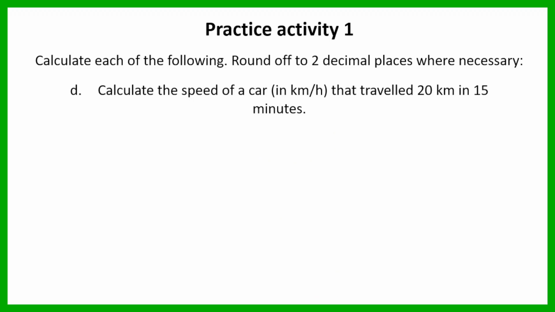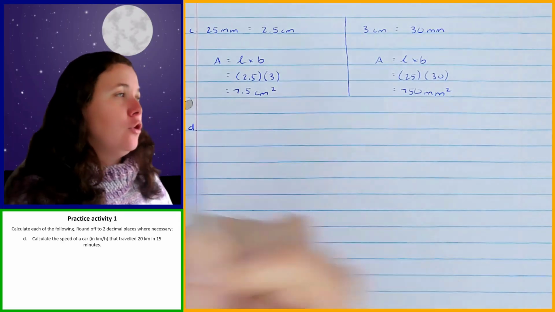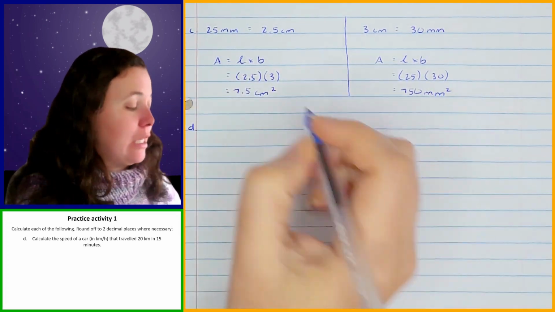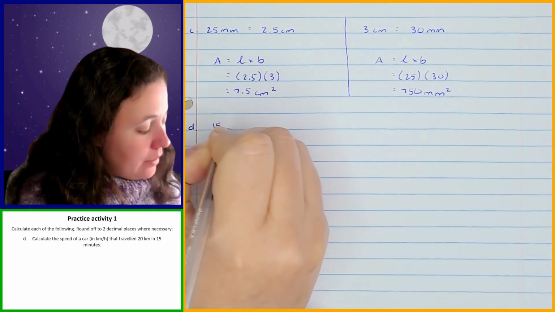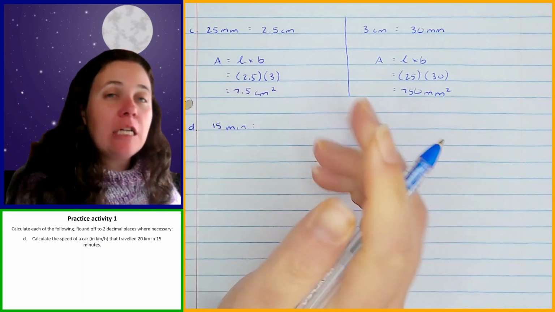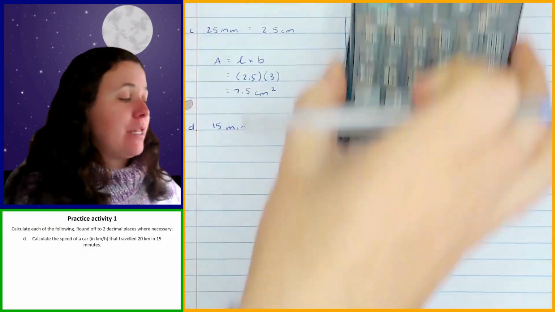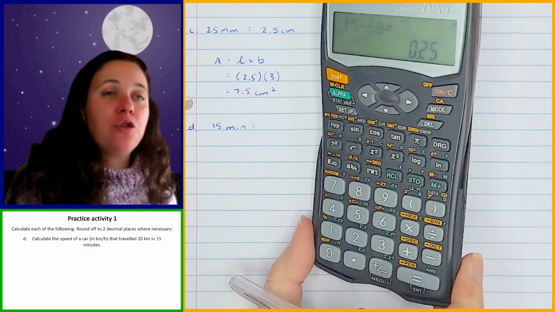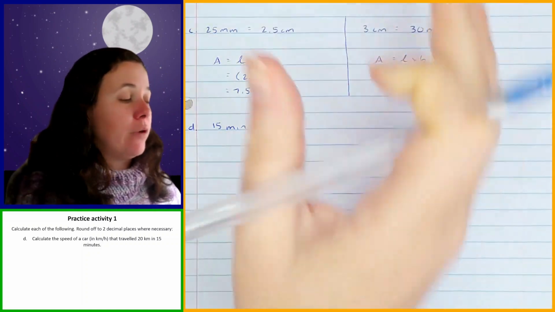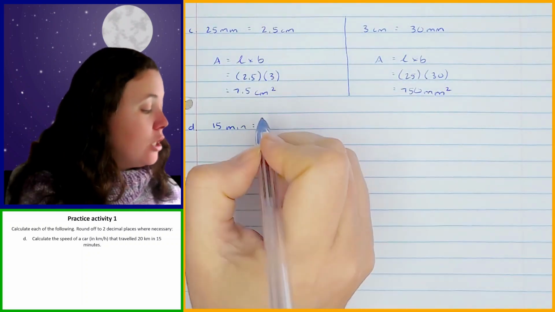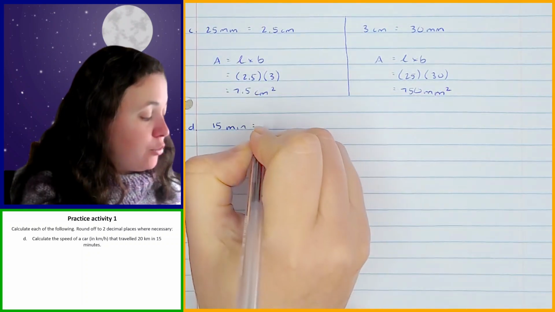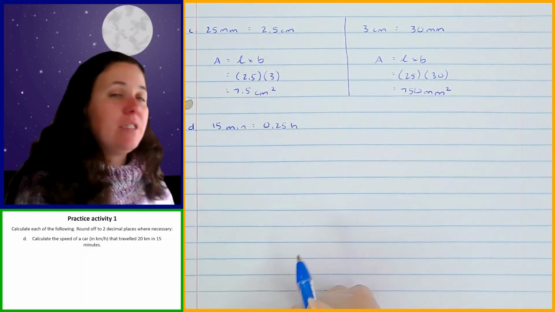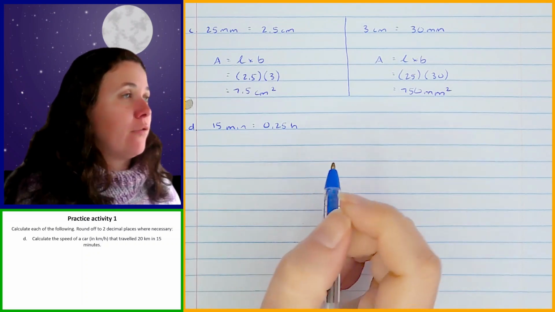Okay, so let's go through that question. So first of all, you had to convert your 15 minutes to hours so that you're working in kilometers and hours. So 15 minutes, to work out how many hours it is, you're going to divide by the number of minutes that there are in 1 hour. So it's 15 divided by 60, which is 0.25 or a quarter. Now you probably would already know that 15 minutes is a quarter of an hour. So you can write it as a quarter or you can write it as 0.25. I'm going to write it as 0.25 hours. Okay, so 15 minutes is 0.25 hours or a quarter of an hour.